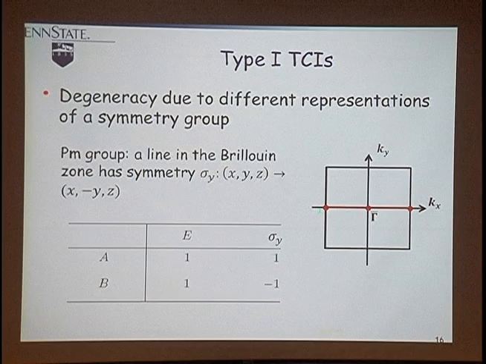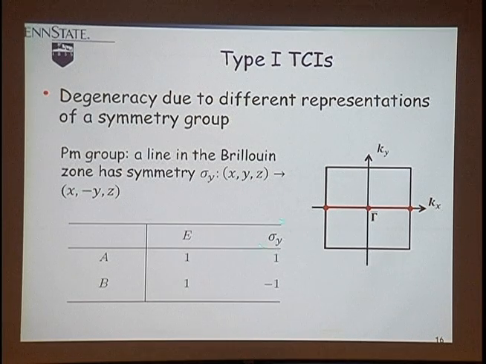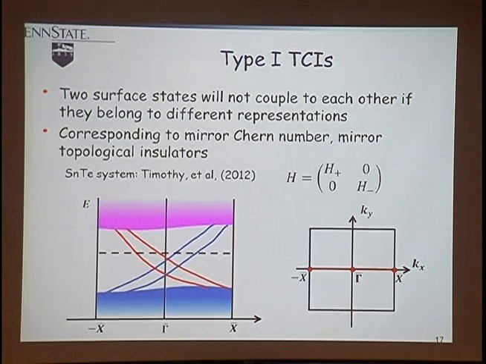So basically, the wave vector group of this line has this sigma y symmetry group. For this group, we know that there are two 1D representations. They are characterized by the eigenvalue of sigma y: one is sigma y equals 1, one is sigma y equals minus 1. And so it's possible to have this type of surface state.